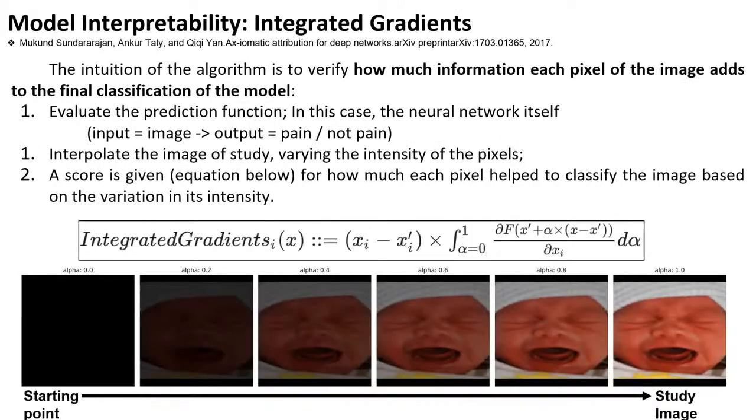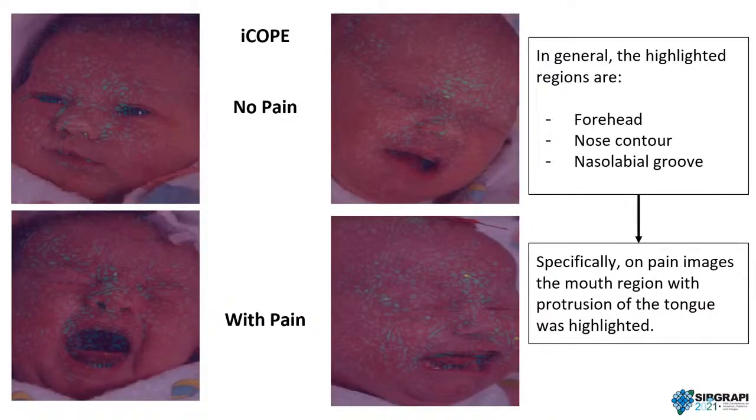And lastly, we applied the integrated gradients algorithm to verify how much information each pixel of the image adds to the final classification of the model. In general, we observed that the regions of the forehead, nose contour, and nasolabial groove were highlighted, and specifically on pain images, the mouth region with protrusion of the tongue was also highlighted.